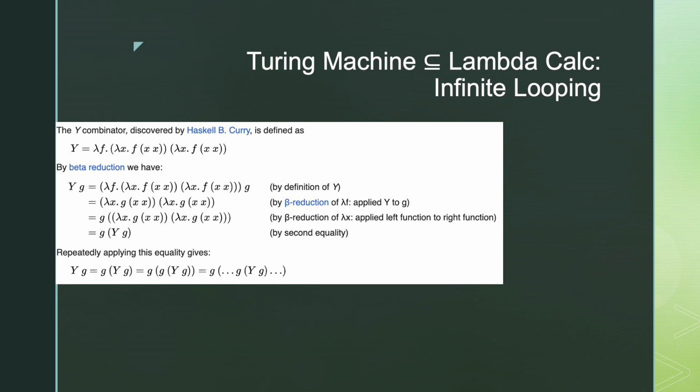But anyways, we can create a model for infinite looping with a Y Combinator, which is essentially just a self-referential function. So you just keep applying it to itself, and as you can see at the bottom there, it just keeps going on forever to simulate the occurrence of a Turing machine getting stuck in an infinite loop.